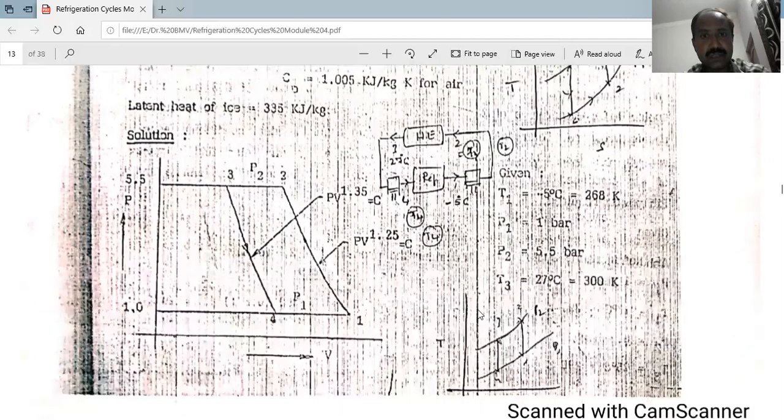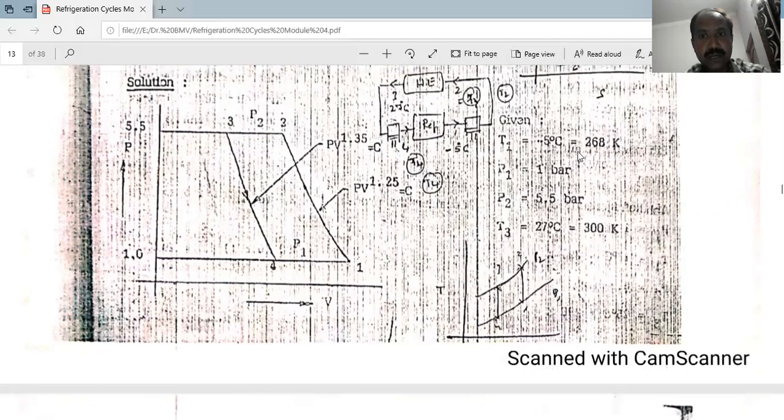This is the T-S diagram. 1 to 2 is isentropic compression, where the pressure increases from P1 to P2. Then 2 to 3 is the constant pressure heat rejection process. Then 3 to 4 is the expansion process. 4 to 1 is the constant pressure heat absorption process.